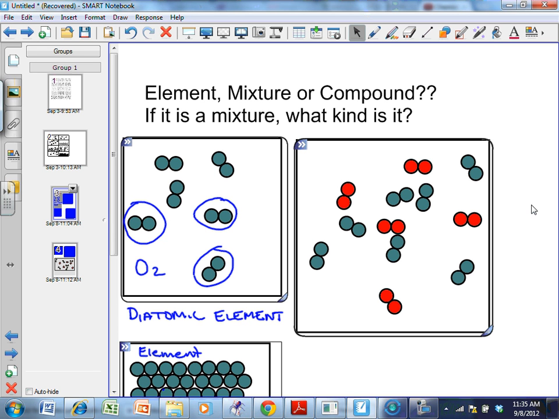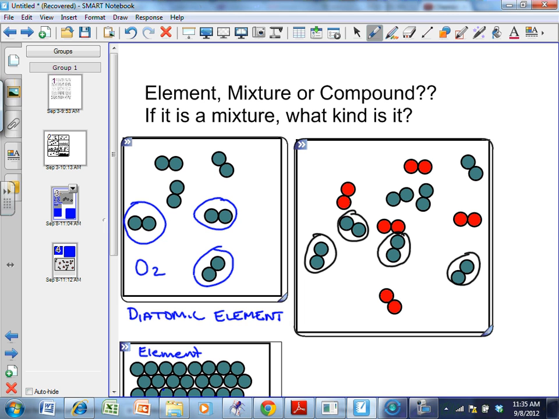Now we have something else going on here. We have clearly two different kinds of atoms, but in each molecule, right? So here's a molecule, and here's a molecule, and here's a molecule, and here's a molecule. Each of those molecules has just one kind of atom. So that's an element.